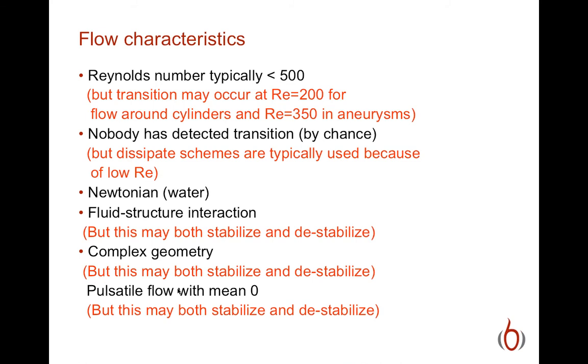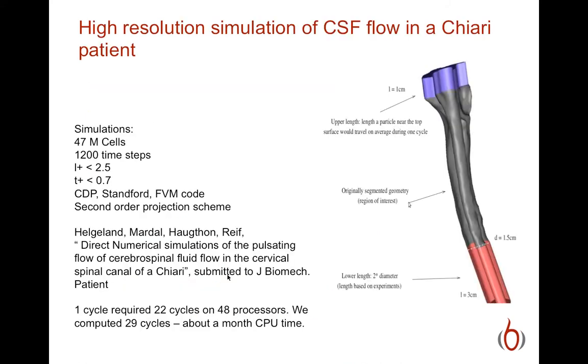So based on this reasoning, we have done a rather extensive study of this in Chiari patients. What you see here is a model of the geometry. This is the model that we are interested in. Then we added some extension on the top and also on the bottom, just to allow for a simplified version of the boundary conditions. In this application, we actually have 47 million cells. We have 1,000 time steps per second.